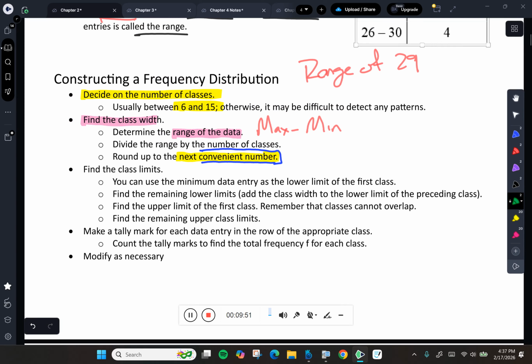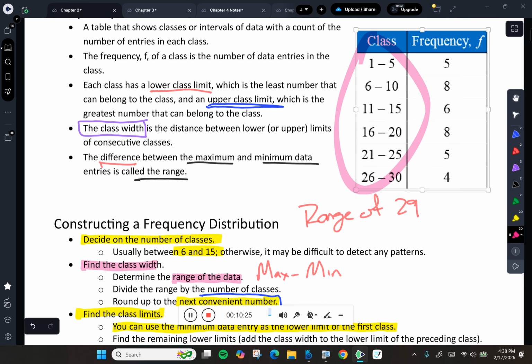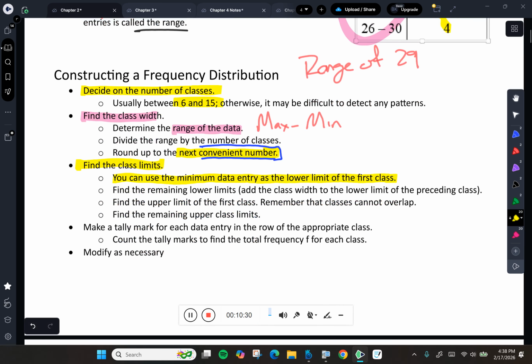After you've decided on your class width, after you've found your class width, the next step would be to find your limits. Now, it is really, really common to use the lowest data entry in your data set as the lower limit of the first class. And then once you have the lower limit of the first class, you use that class width to find all of the other lower limits. And then you hop over and find all of the upper limits. At that point, you now have the first column done in your frequency distribution. So then you need to figure out these guys. And unfortunately, there's no nice way to find those.